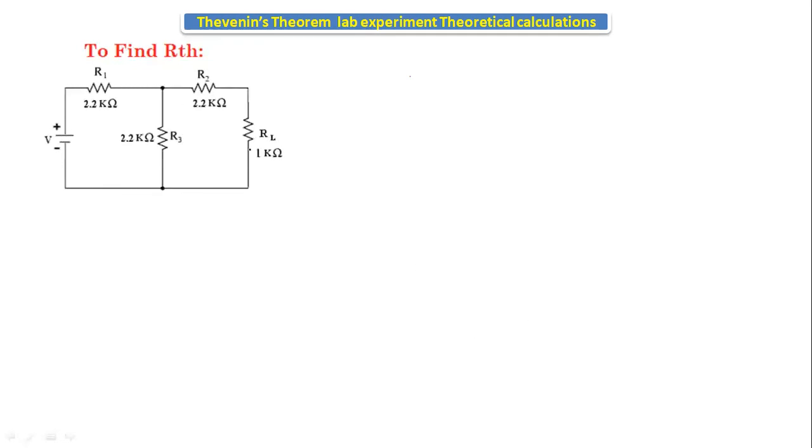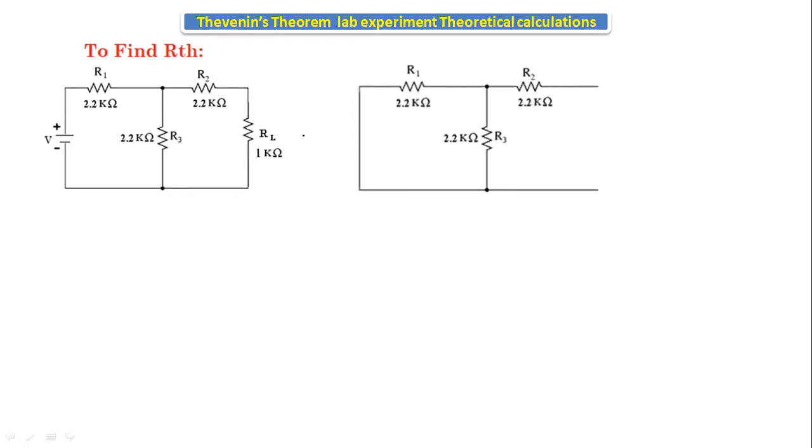Now let's find out the RTH here. To find RTH, this is the given circuit, and this total circuit can be converted. The procedure is to open circuit the load resistance, short circuit the voltage source, and find the resistance between these two terminals, RTH. We know these two are connected in parallel. The total resistance R is equal to 2.2 into 2.2 divided by 2.2 plus 2.2. As these two resistors are connected in parallel, if we calculate this, we will get 1.1 kilo ohms.